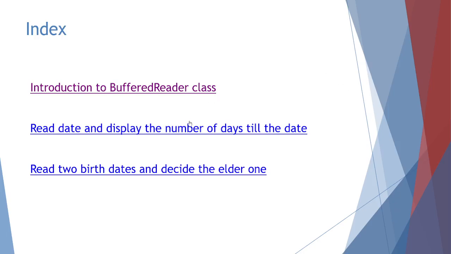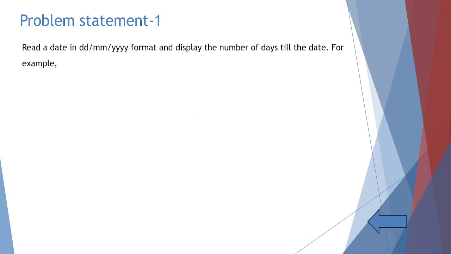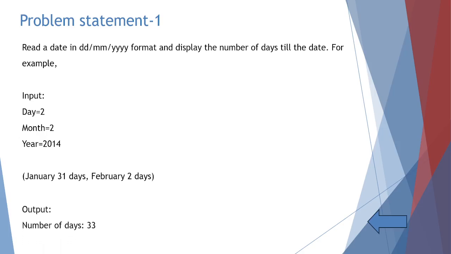Now, read a date and display the number of days till the date. DDMMYYYY format means 2014, 4 digits in year. Let's assume input day is 2, month is 2, year is 2014. Total days would be January 31 days and in February, that is month 2, only 2 days. So January 31 days plus February 2 days would be 33 days. The number of days in the output must be 33 days.